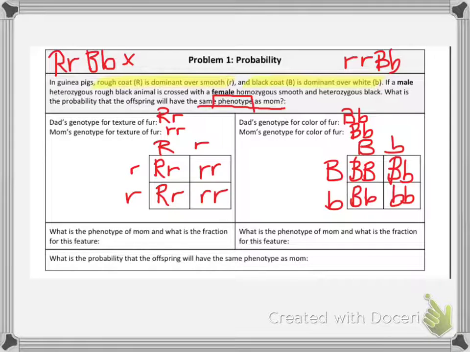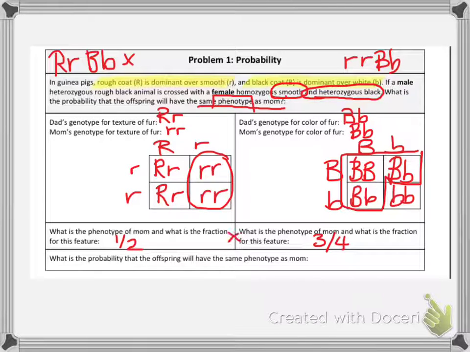Okay, so what is the phenotype of mom and what is the fraction for this feature? So we're looking for looking like mom, and mom is smooth. So smooth is a recessive trait, so half of them will look like mom for this one trait, so the fraction is 1/2. Then it says mom is heterozygous black. But we're talking about phenotypes, so how many of them will be black? So if I look here, 3 out of 4 will be black. So my fraction is then 3 out of 4.